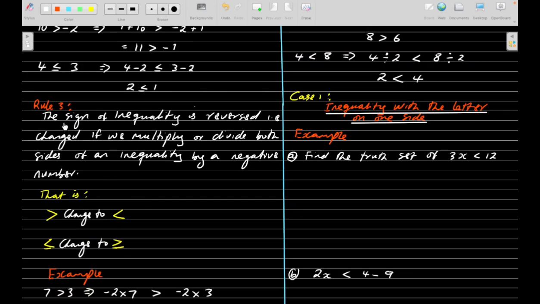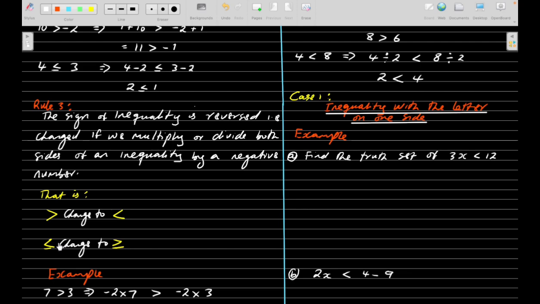Rule 3 says that the sign of inequality is reversed, that is, changed, if we multiply or divide both sides of an inequality by a negative number. If you multiply both sides or divide both sides by a negative number, there is going to be a change of the inequality sign. For instance, if your inequality sign is greater than before dividing or multiplying by a negative number, after multiplying or dividing by a negative number, your inequality sign changes to what? Less than. If it was greater than before, after dividing or multiplying by a negative number, your greater than will change to what? Less than.